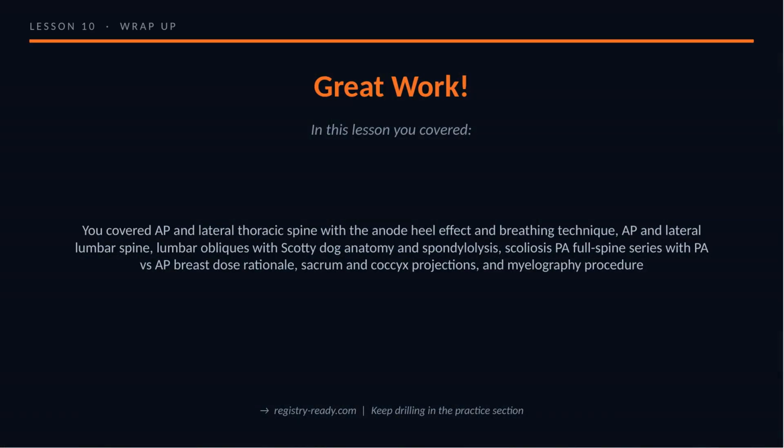Lesson 10 complete. AP and lateral thoracic with anode heel effect technique. AP and lateral lumbar. L5, S1 spot lateral, oblique lumbar with the complete Scotty dog anatomy and spondylolysis sign. Scoliosis PA, full spine with breast dose rationale. Sacrum 15-degree cephalic and coccyx 10-degree caudal. And myelography procedure.